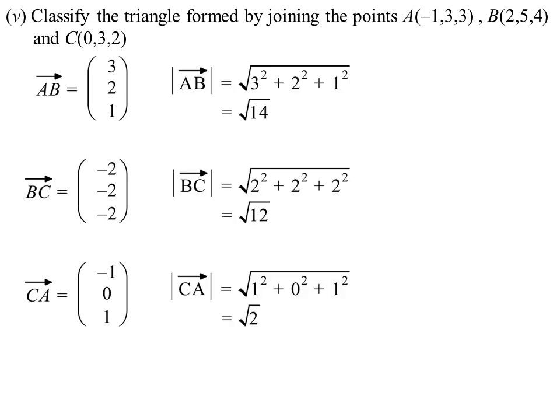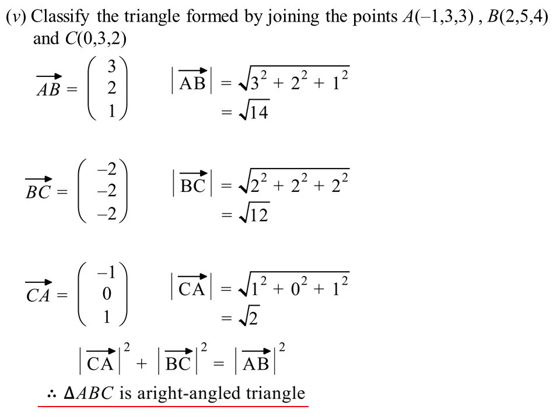So the length of AB is root 14, the length of BC is root 12, length of CA is root 2. And I notice, hang on a sec, this is going to satisfy Pythagoras' theorem if I play around with these numbers. Because CA squared plus BC squared will be AB squared. ABC is a right-angled triangle.